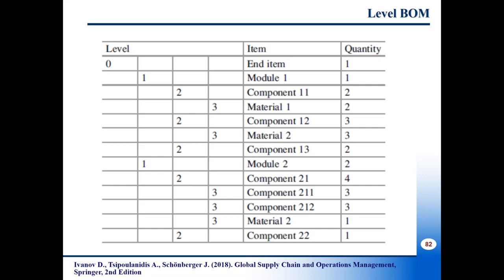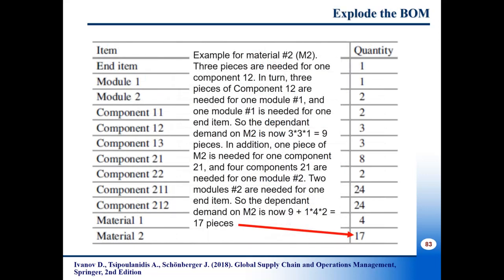We have different levels: 0, 1, 2, and 3. This is important to synchronize manufacturing and procurement, since we can produce items at the upper level only after the items from the lower level are purchased or manufactured. In a level bill of materials, a component or material can appear more than once in the table, depending on at which level in the assembly sequence the component or material will be used.